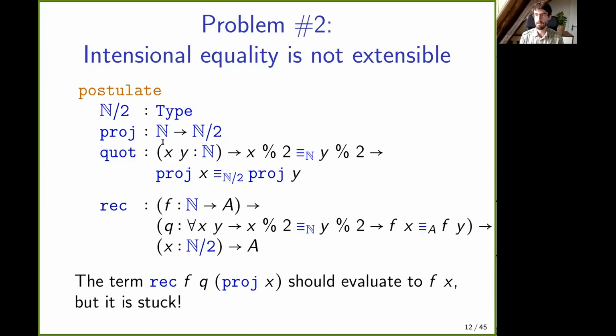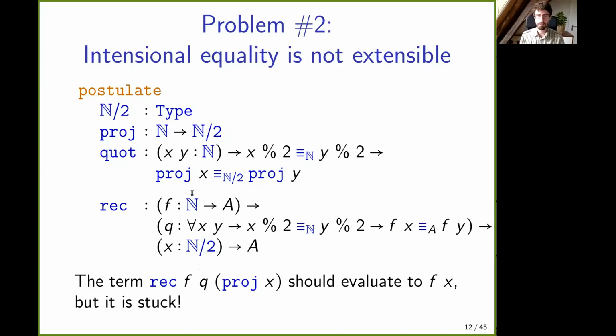And then finally, we also want a recursion principle, which would allow us to define functions out of this quotient type. So what does this recursion principle say? It says if you want to construct a function from n over 2 to some other type A, then it's enough to give a function f from n to A, but it has to satisfy a certain property. Namely, if x and y are equal modulo 2, then f of x and f of y should also be equal. This is to ensure that f behaves correctly on this quotient type. So this is something we can postulate in Agda, for example.